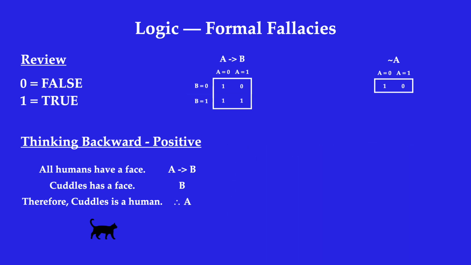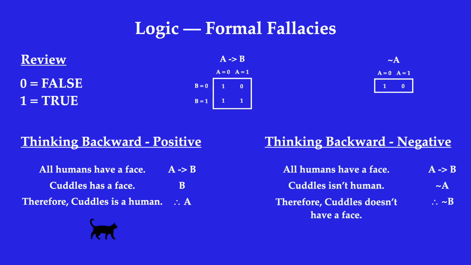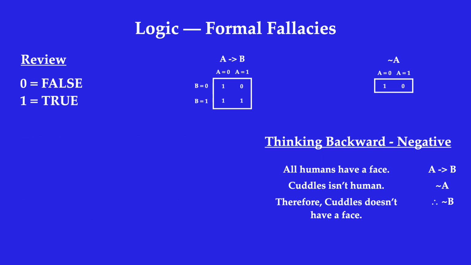Now let's switch this up and look at the negative variety. I see this much more often as it easily disguises itself as forward thinking. All humans have a face. Cuddles isn't human. Therefore, Cuddles doesn't have a face. And as I said before, Cuddles is a cat. So we know the conclusion here is wrong.